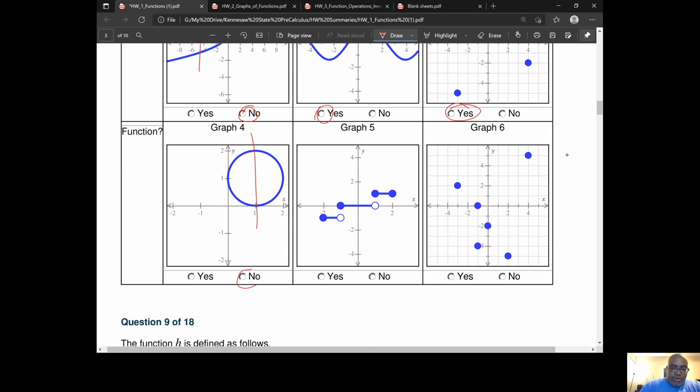Vertical line, no, not a function. Believe it or not, this is called a piecewise function. So that is a function, because everywhere there's a point here, that open circle means that it's not included in that. So yeah, that is a function. For this one, vertical line, no, it's not a function. I hope that was helpful. Those types of problems aren't very bad.